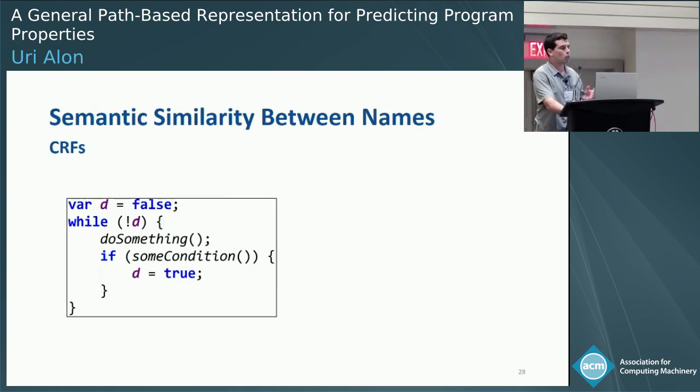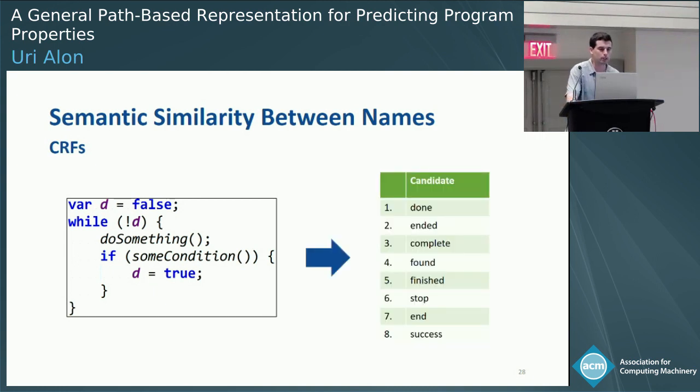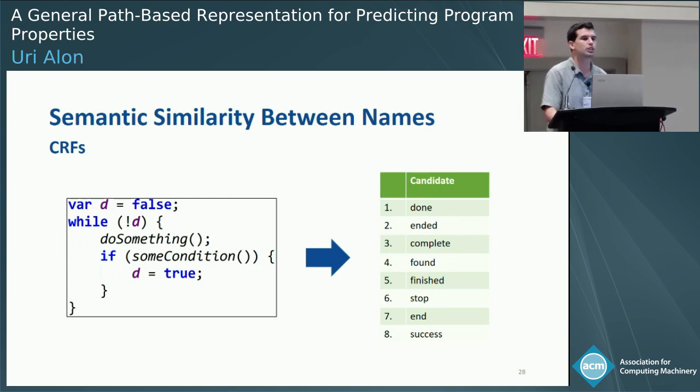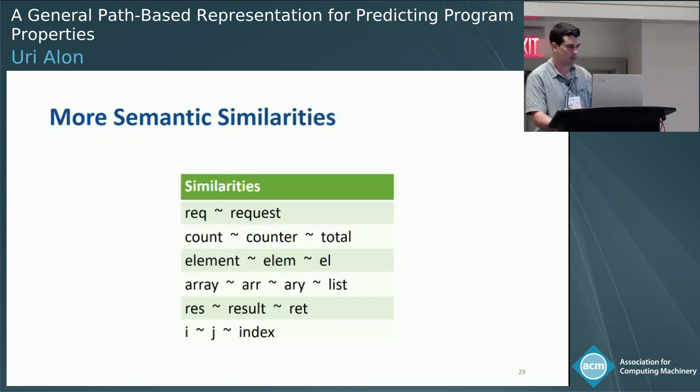And we were also wondering what are the next candidates after the top prediction. The top prediction in this example was done for the variable d, but when the next candidates after done all captured similar notions like ended, complete, found, finish, stop, end, and success, it increased our confidence that the model performs stable predictions and actually captured the semantic role of the element. So as you can see, using AST paths allows the model to actually learn by itself that done, ended, complete, found, finish, stop, end, and success are all similar in this context. In the same way, we extracted some other similarities, like rec is similar to request, count is similar to counter and total, element is similar to elm and l, etc.